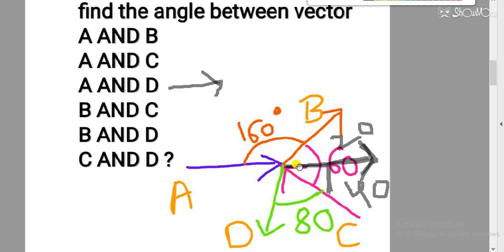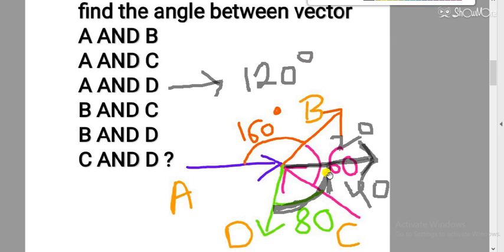When I have to find the angle between A and D, I will add 80 plus 40. So the angle between A and D will be this angle. 40 plus 80, the answer will be 120 degrees. 120 degrees will be the angle between A and D. I hope it is clear.